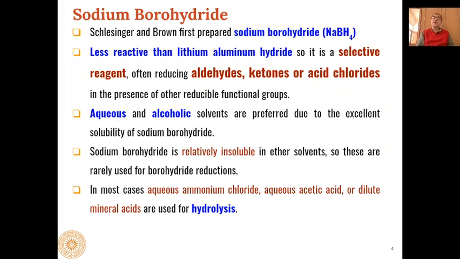That means if a molecule has an aldehyde functional group and an ester functional group, sodium borohydride will reduce only the aldehydic functional group. The ester group will not be affected. In that way, it is more selective compared to lithium aluminum hydride, because lithium aluminum hydride will reduce both the ester functional group as well as the aldehydic functional group. So this is the advantage of sodium borohydride over lithium aluminum hydride.